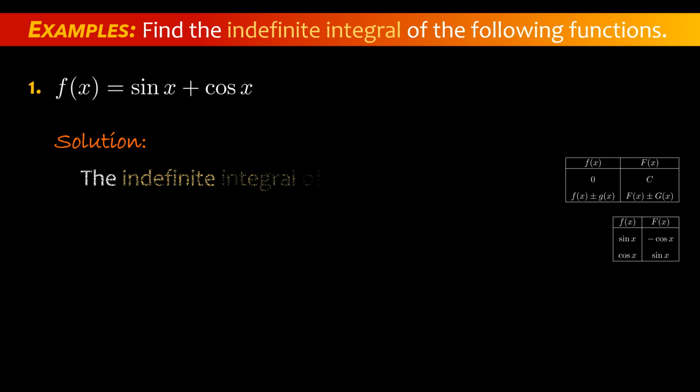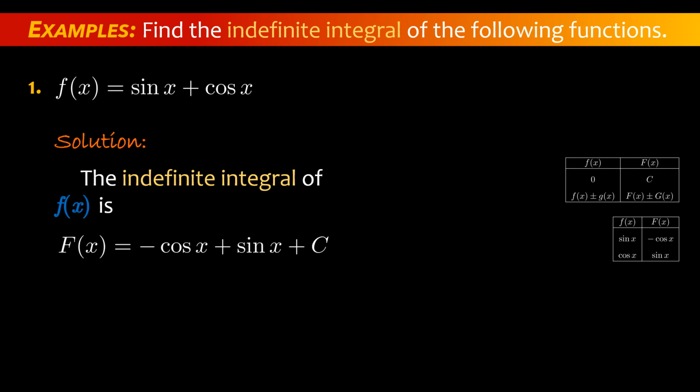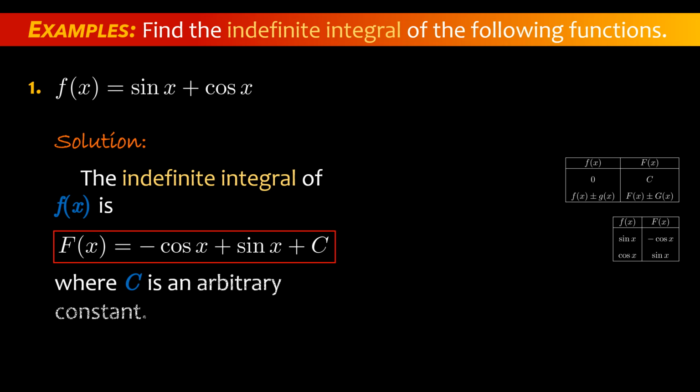The indefinite integral of f of x is F of x equals the negative of the cosine of x plus the sine of x plus c, where c is an arbitrary constant. The answer can be verified by getting its derivative, which must return the original function f of x equals the sine of x plus the cosine of x.